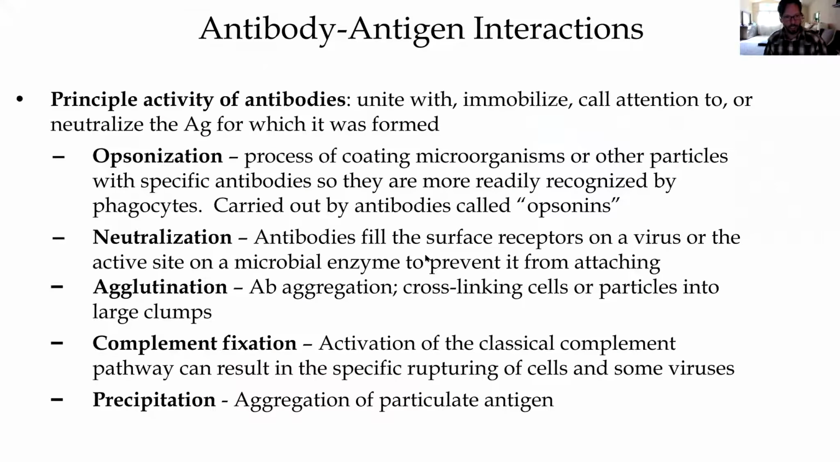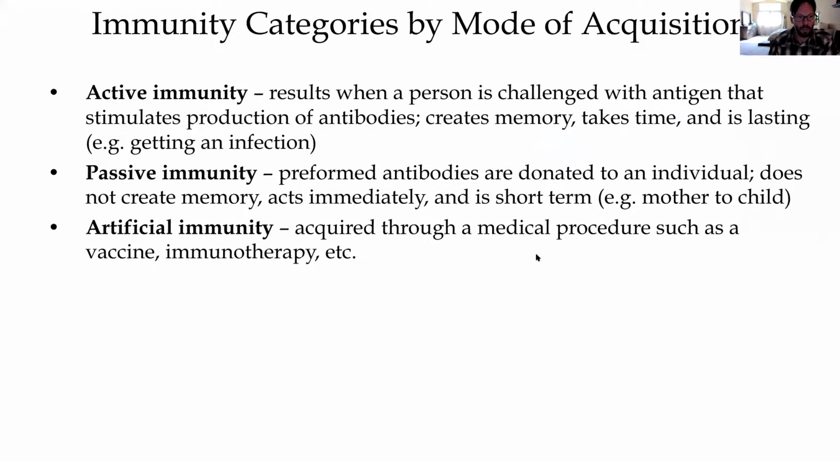This just gives you the wording of those different approaches. A couple more slides and then we're done. When we think of immunity, we can think of it in different ways. We can think of active immunity, passive, or artificial.